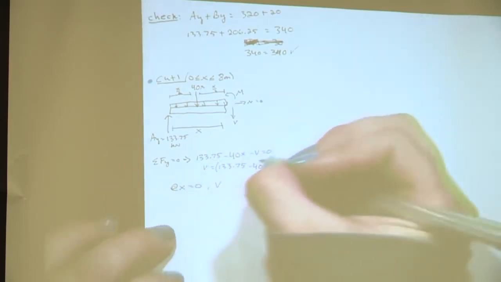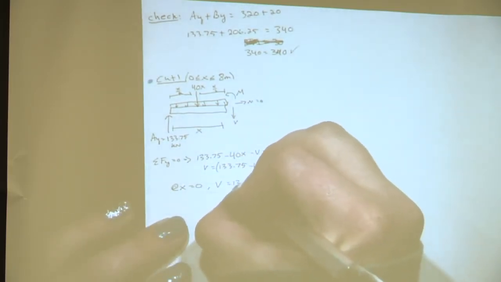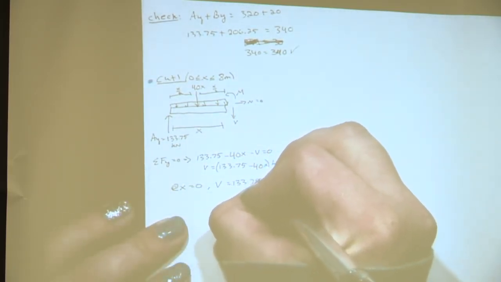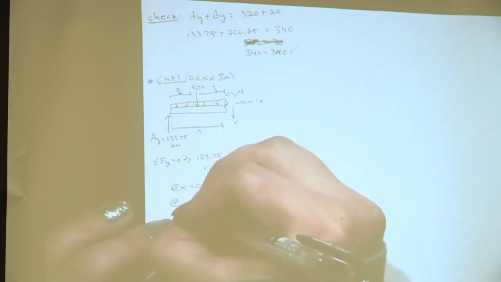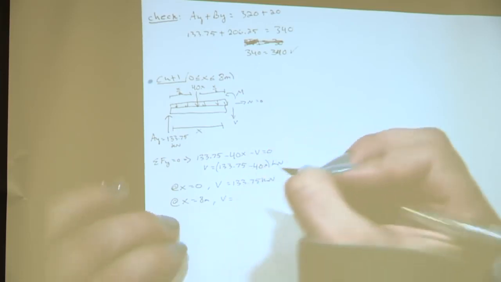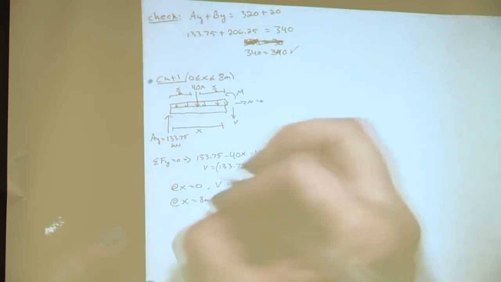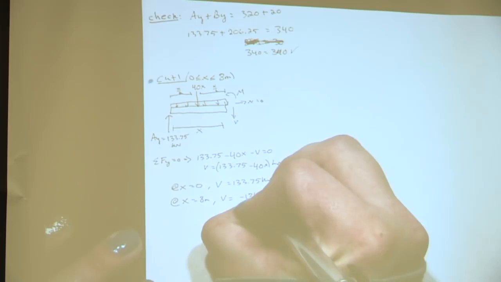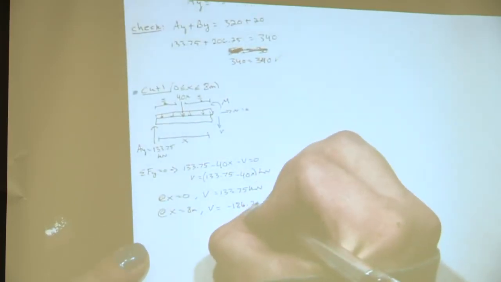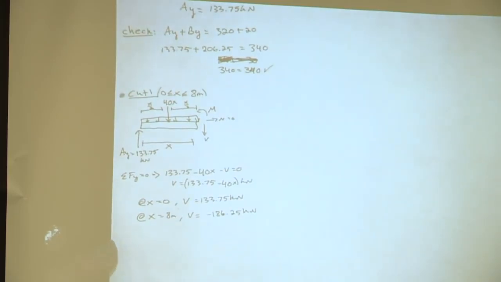What will that give us for shear? 133.75. So that gives us 133.75 kilonewtons. Awesome. And then at x equals 8 meters, what will that give us for shear? Negative 186.25. Okay, now is there anything else we need to do with our shear equation?